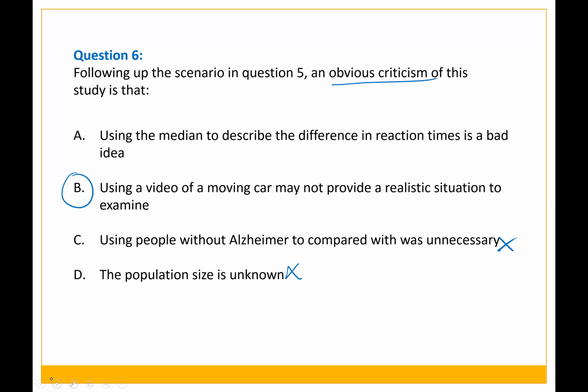And so instead of using a moving car, you can just make a very simple program where a traffic sign appears on it and measure the time that they press the button and react to it, right? So using a video of a moving car might not provide a realistic situation to examine. So yeah, that's B, because it actually creates more problems when you have more things. If the only thing that appears on that screen is the traffic sign, then that'll be much better control instead of having a moving car and more problems arising from other contents in that video.